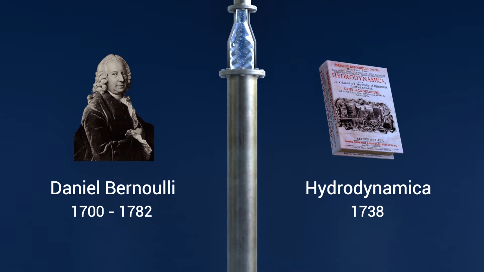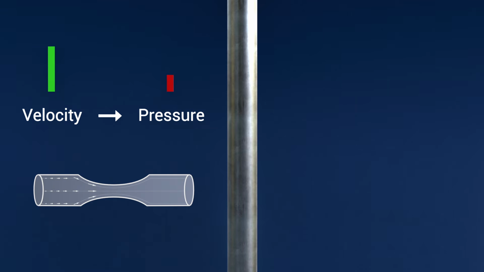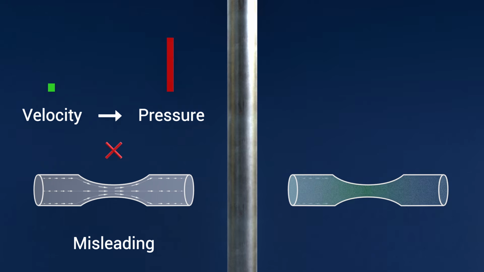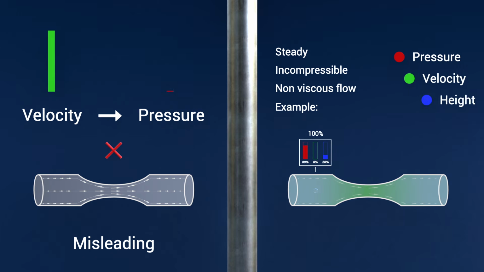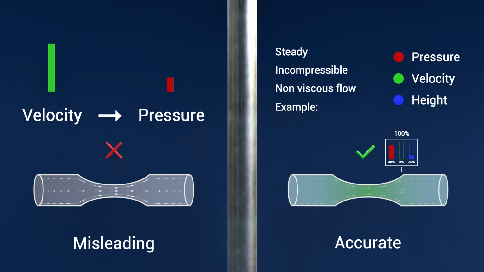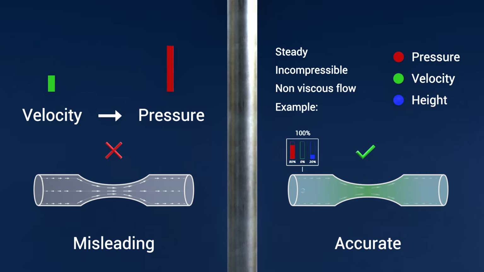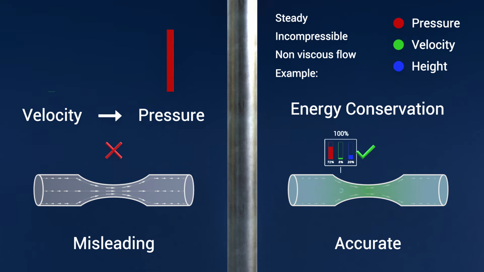Bernoulli's principle is often explained by using the following statement: as the velocity of a fluid increases, its pressure decreases. However, this statement on its own is incomplete and often misleading. The correct statement is that for steady, incompressible, non-viscous flow along a streamline, the total mechanical energy per unit volume remains constant. Bernoulli's equation is therefore fundamentally an energy conservation statement applied to fluid motion.